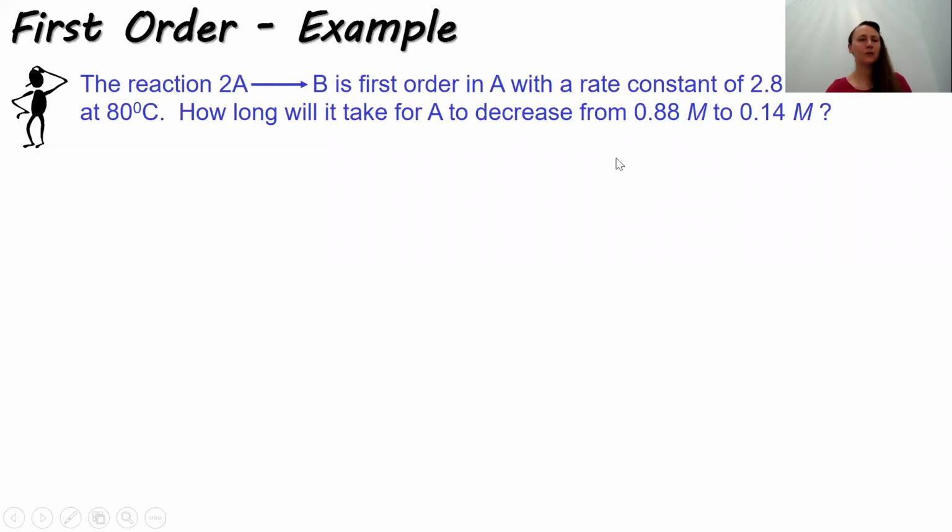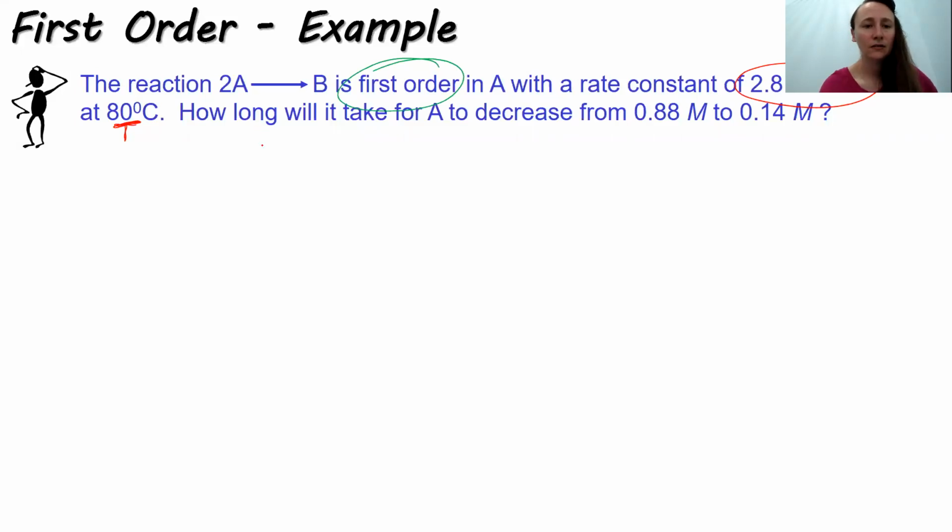In our first example, we are looking at a first order reaction. We are given a reaction and we are told that it is first order in respect to A, and then we are given the information about the rate constant. So this is k at a certain temperature. Remember, temperature is represented by a capital T. This is just extra information that's important to the problem, but not important to the math.